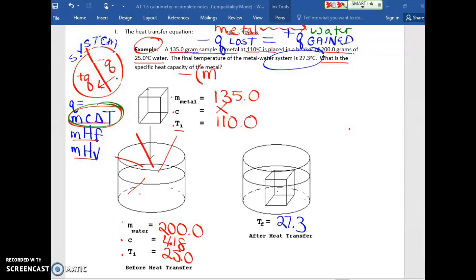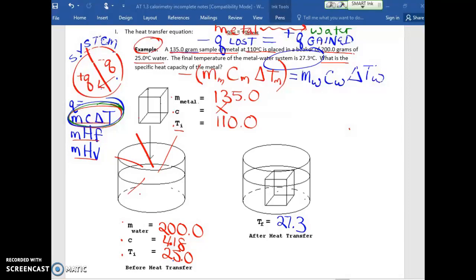So I have negative mass of the metal, specific heat of the metal, and the change in temperature of the metal. Now, I need to expand that a little bit. I can do it this way. I'll just write ΔT, that's fine. And I also know that the water's changing its temperature as well. It's going from 25 up to 27.3. So I'm also going to plug in the same equation on the water side, on the gain side: mass of water times specific heat of water times the change in temperature of water.